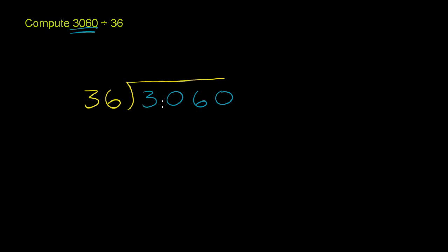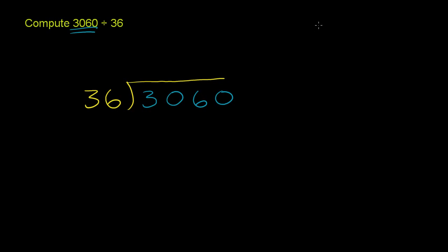Does 36 go into 30? Nope, 30 is still smaller than 36, so it won't go into that. Does 36 go into 306? Well, sure, 306 is larger than 36. And if we were to estimate it, 30 would go into 300 10 times, but this is larger than 30, so it's going to go fewer times. Maybe it's 9? I'm not sure. Let's try it out over the side.